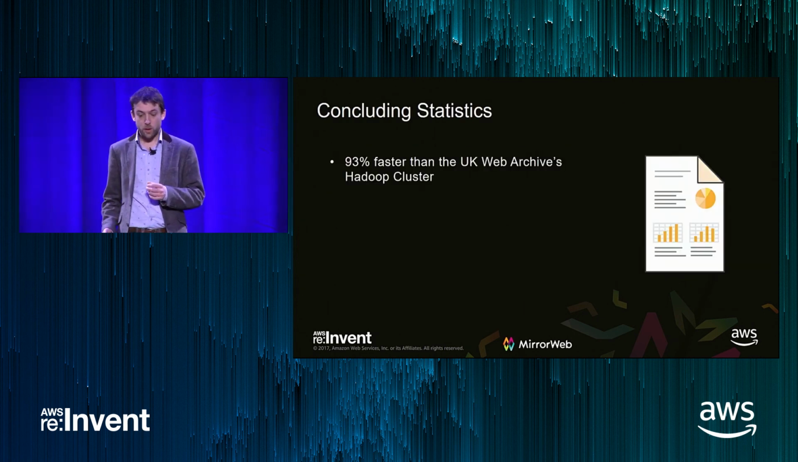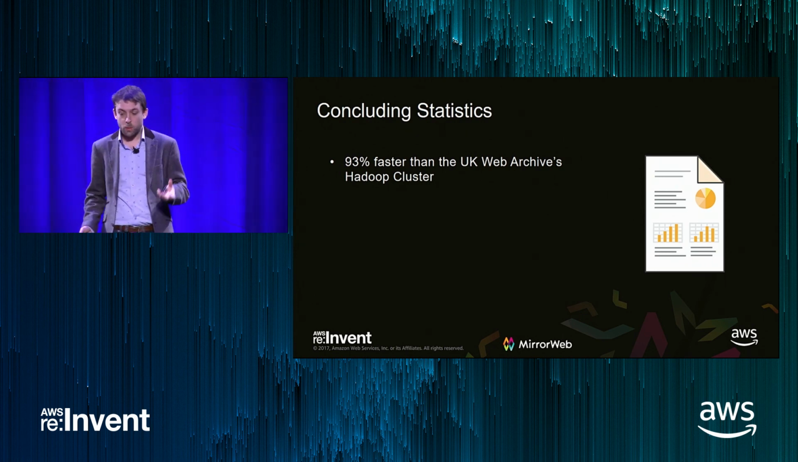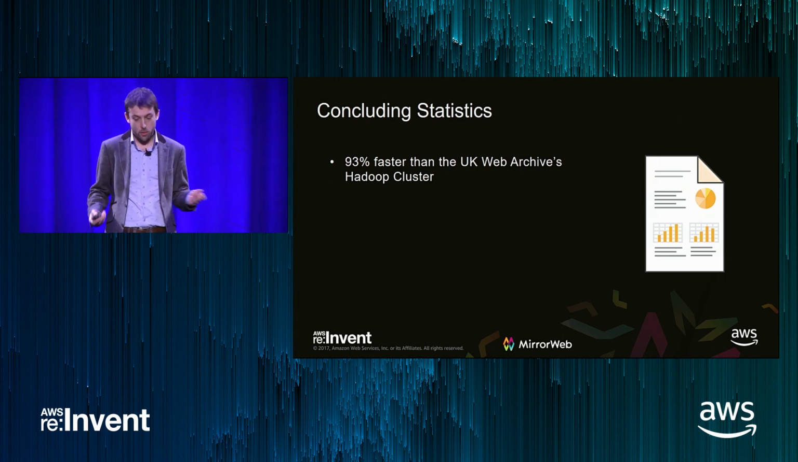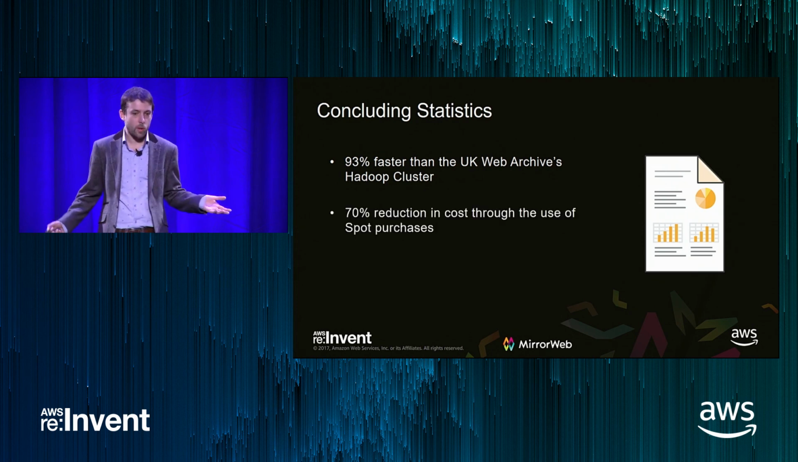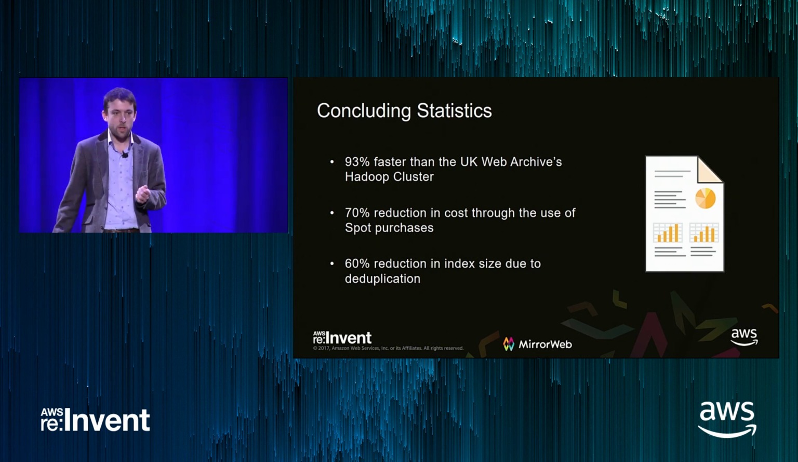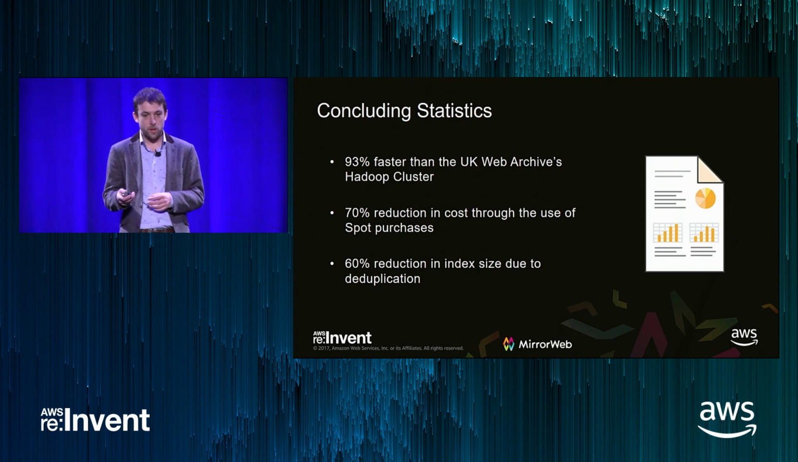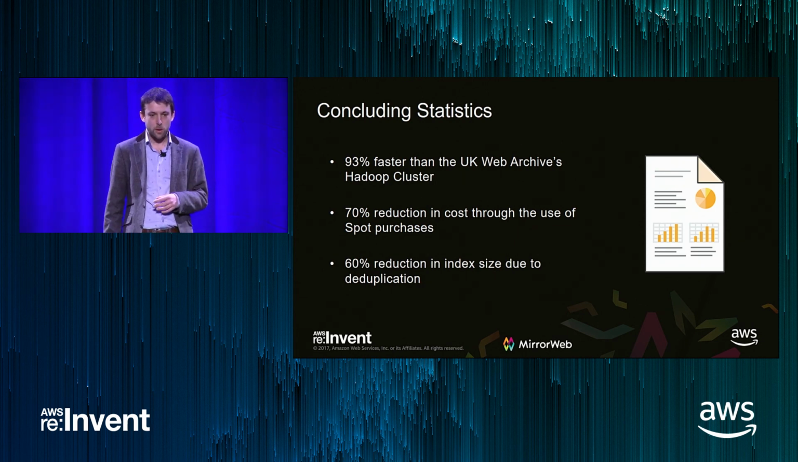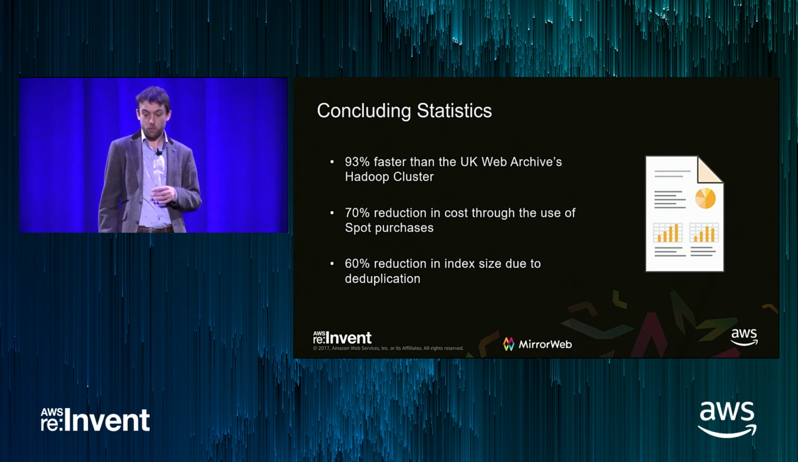So, concluding statistics, what did we end up with? We ended up with 93% faster than the UK Web Archive's Hadoop cluster. Obviously, we've got a 70% reduction in cost with the use of spot purchases and 60% reduction in the index size due to deduplication. And that saved us a lot of money, that deduplication. Because if we'd had to run an 8 terabyte cluster undeduplicated, it would have been very expensive.